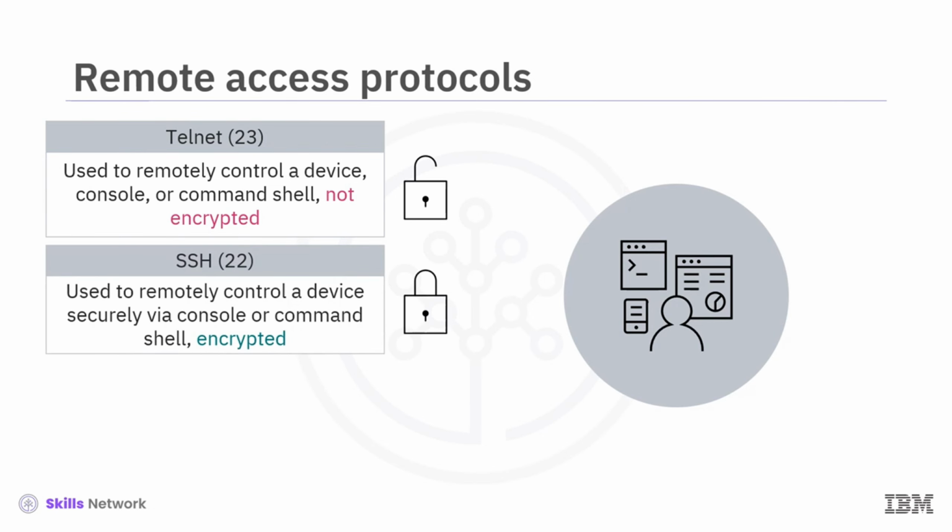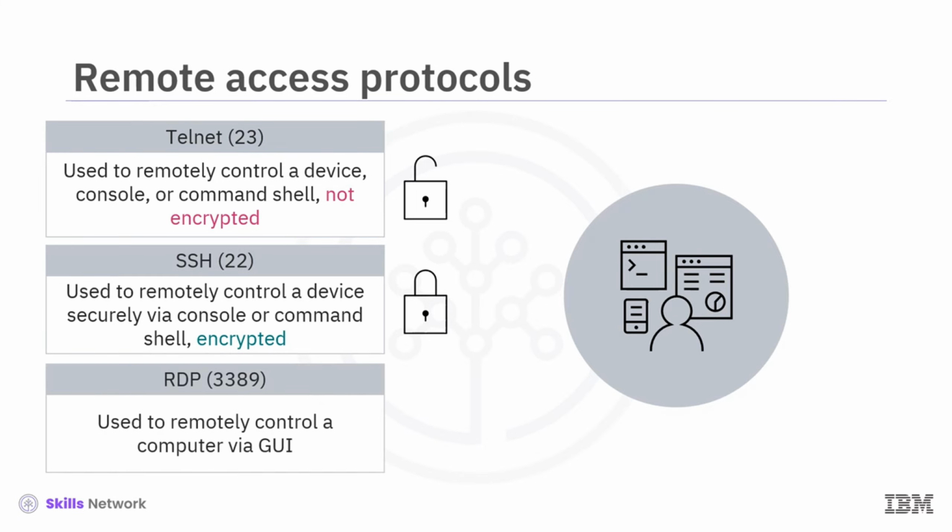Secure Shell, or SSH, is used to remotely control another device via console or command shell securely with encryption. SSH uses encryption to secure remote data. The default port for SSH is 22, which is the same port that SFTP uses, since they both offer similar secured services. And Remote Desktop Protocol, or RDP, is used to remotely control another computer via a graphical user interface, also called GUI or GUI for short.